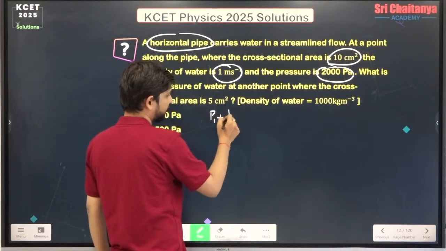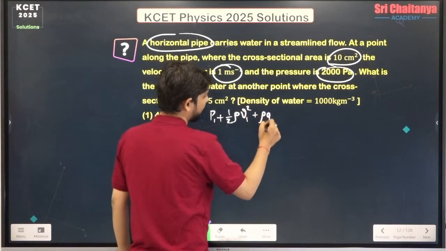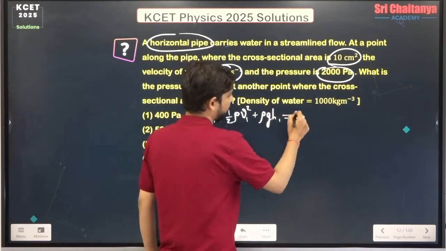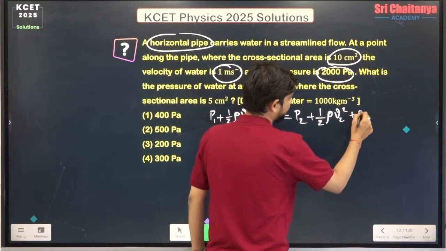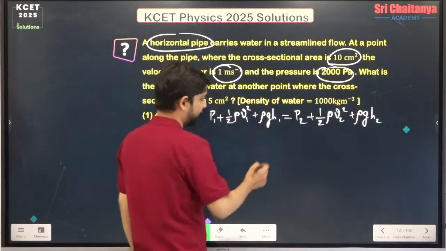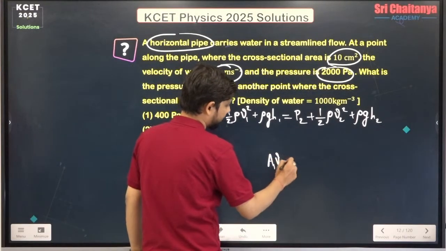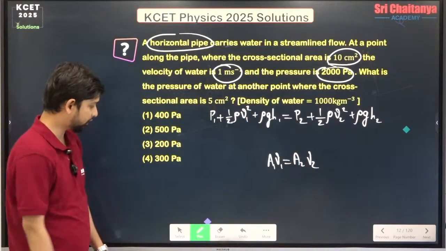The Bernoulli equation is P1 plus half rho V1 square plus rho g H1 equals P2 plus half rho V2 square plus rho g H2. The other equation that we know is the equation of continuity, that is A1 V1 equals A2 V2. So let's put the values in this.